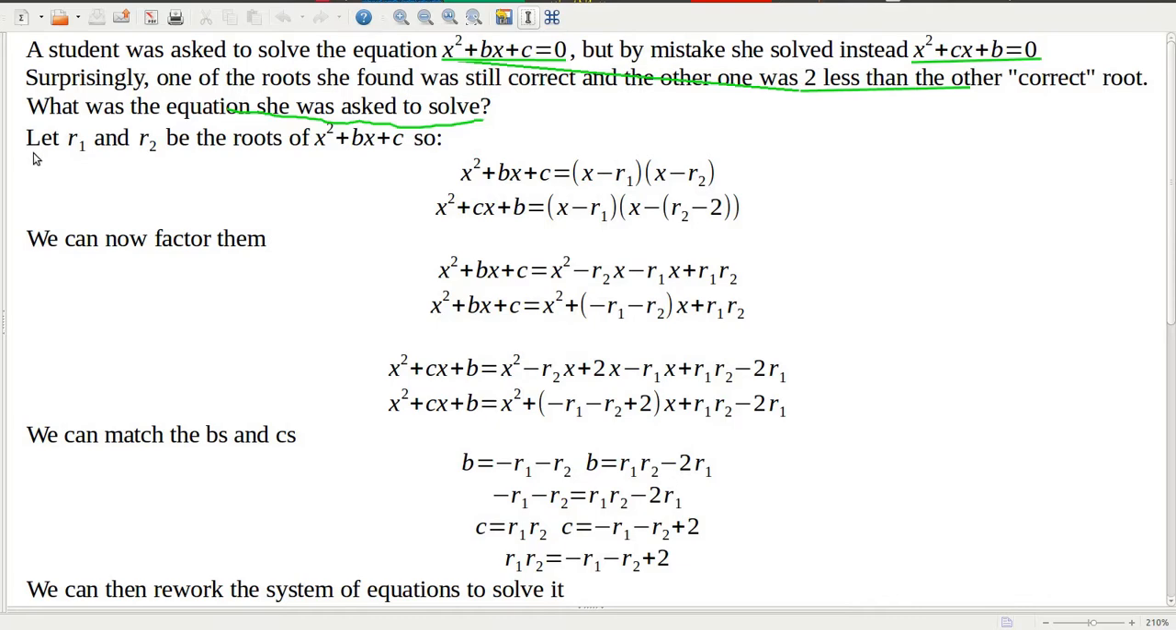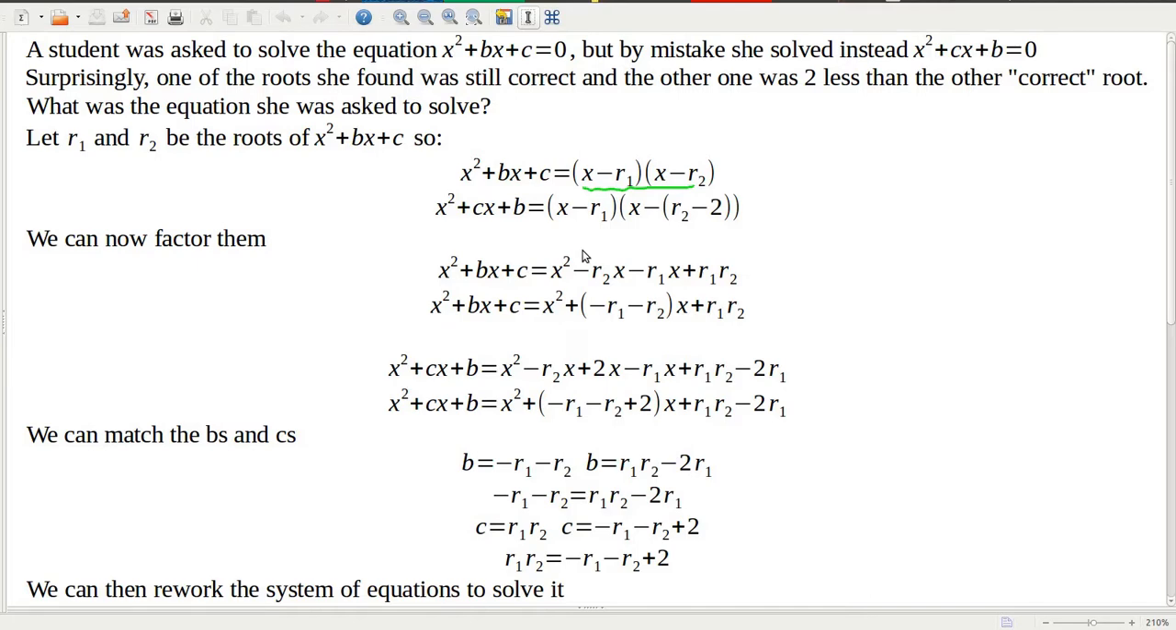First, let's let r1 and r2 be the roots of x squared plus bx plus c. Then we can write this using the zero product property as x squared plus bx plus c equals (x minus r1) times (x minus r2).